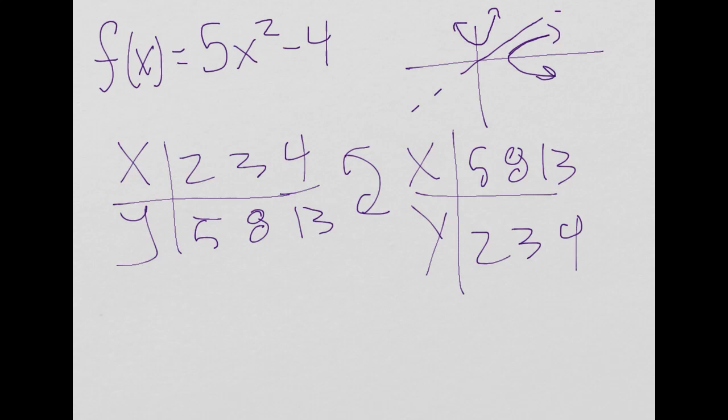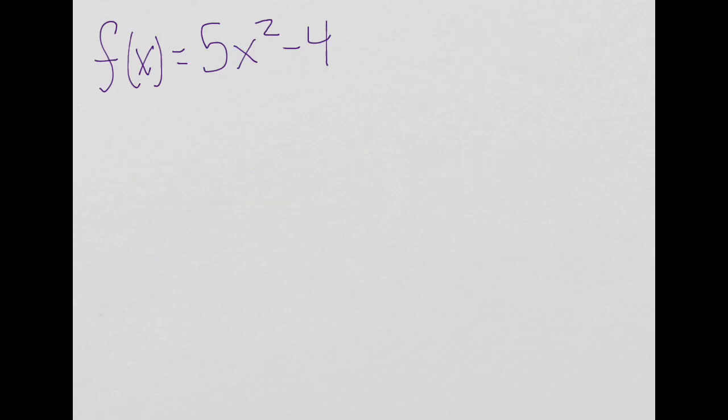All we got to do is swap the x and y values in our function, and we will have found our inverse. But here's the thing: notice that this function does not have a y in it. This is in function notation, f of x, but that's no different than saying y equals 5x squared minus 4. So that's going to be our first move. Rewrite that with a y.